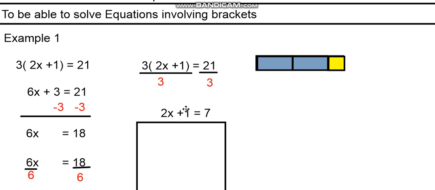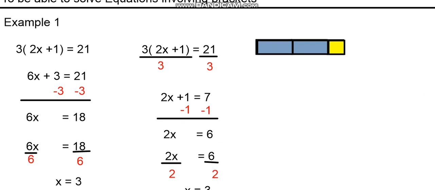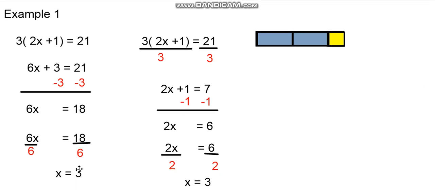But then again, as we did before, I would want to remove that plus 1, so I need to take away 1 from both sides to balance out, so I end up with 2x equals 6, and then I would divide both sides by 2, so 2x divided by 2 gives me x, and 6 divided by 2 gives me 3. So we've got exactly the same answer, just by going a different way.